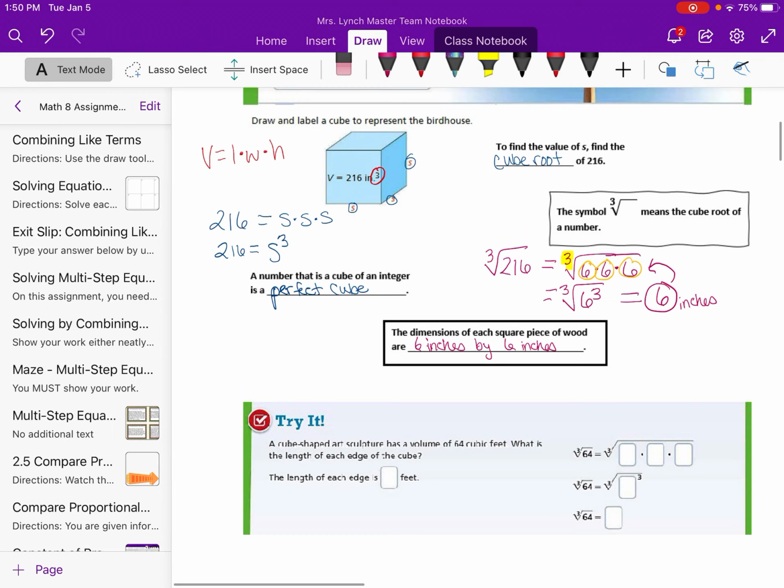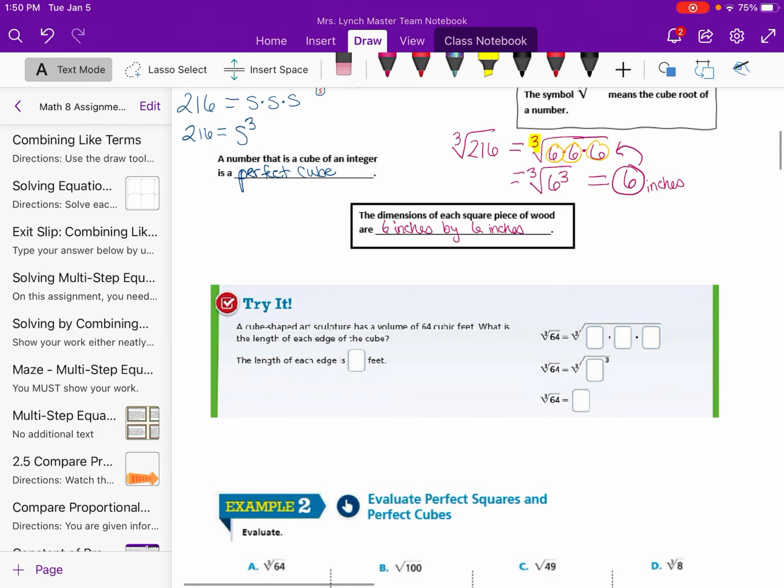Okay, so again, cube roots, not too tricky. I will show you some more with them, but you're looking to find what single number you can multiply 3 times to get back to the number you started with. And in this case, it was 6.